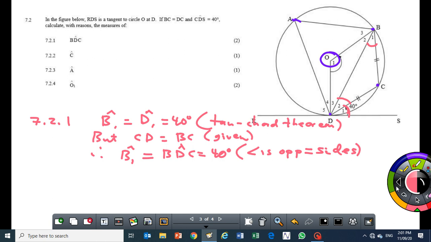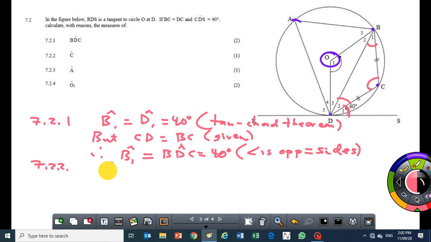So I found BDC. The next question says angle C. Now, angle C is this angle. How can you get that? Sum of angles in a triangle, right? It's 1 mark, but you must write your reason.